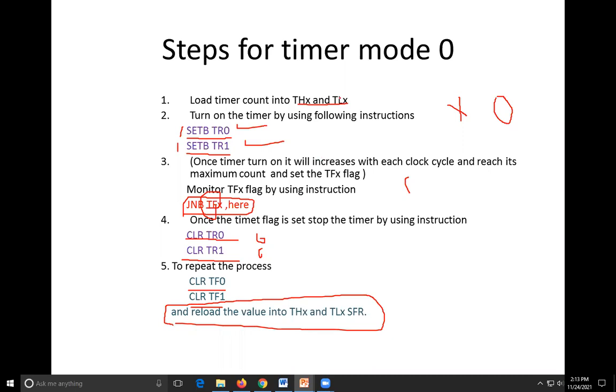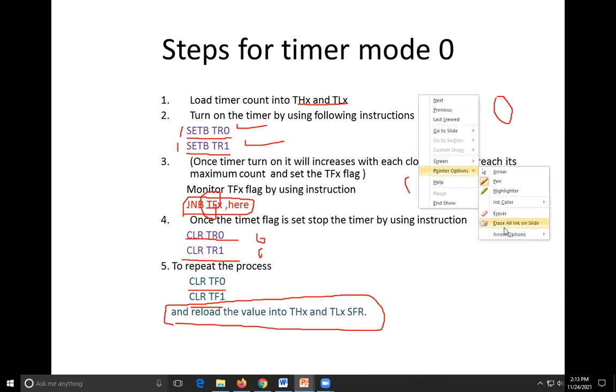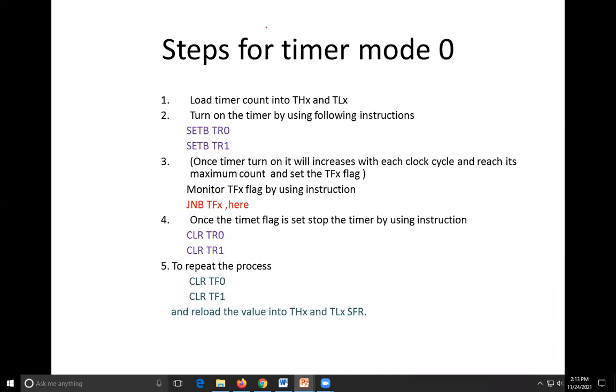In timer 0, we have to reload the value again. In mode 0 or mode 3, what do we have to do? Reload the timer. We are discussing the reload timer in the next slide. After the completion of one cycle of counting, again we have to reload the timer from 0 0. So these are the steps for timer 0 in mode 0 for timer 0 and timer 1.